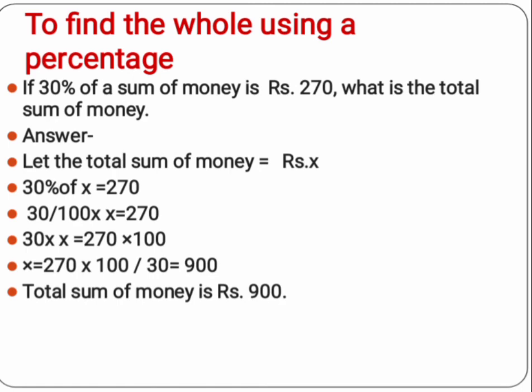30 upon 100 multiplied by x is equal to 270, and 30 into x, and 100 will move to the right hand side. It will become 270 into 100. Now we are going to transpose 30 to the right hand side, so it will become divided by 30. That is 270 into 100 divided by 30. So when we convert it into the simplest form, it will become 900. So the total sum of money is rupees 900.